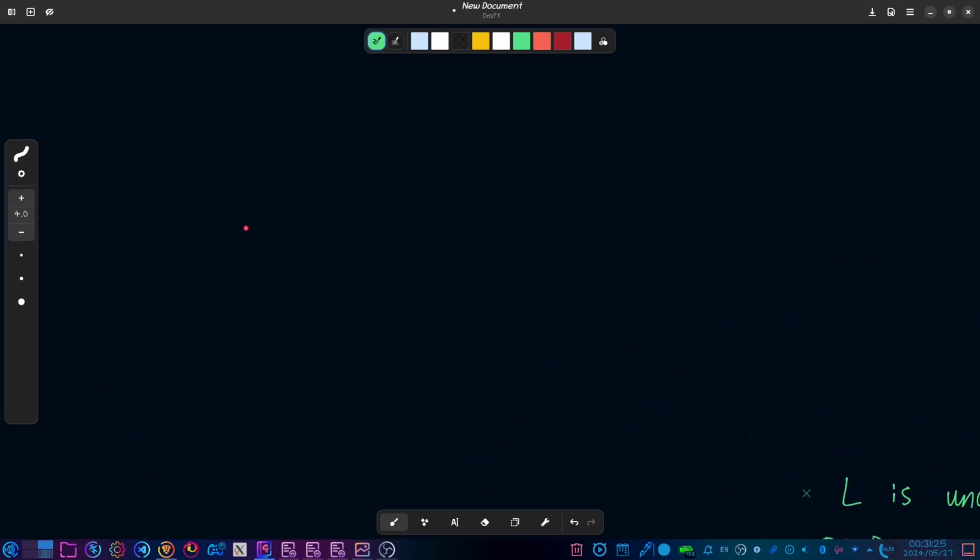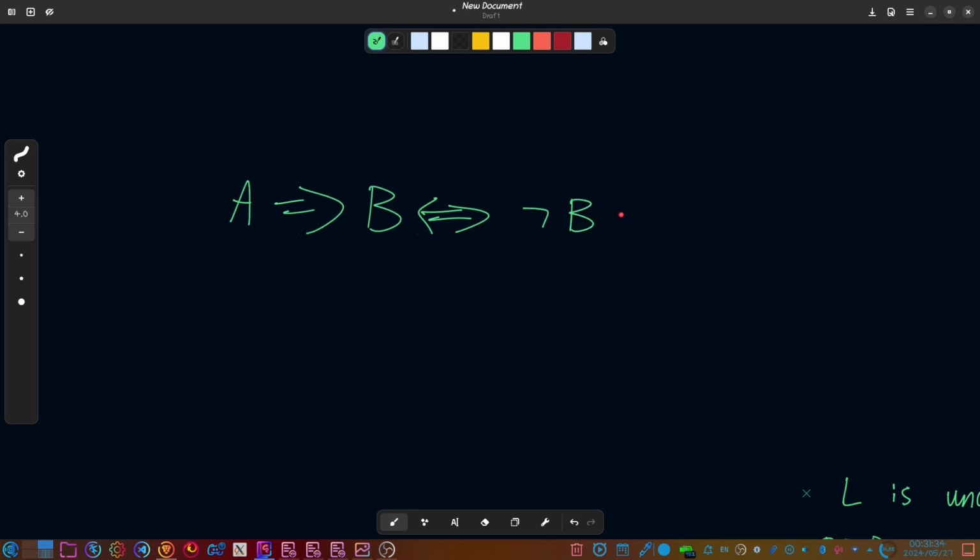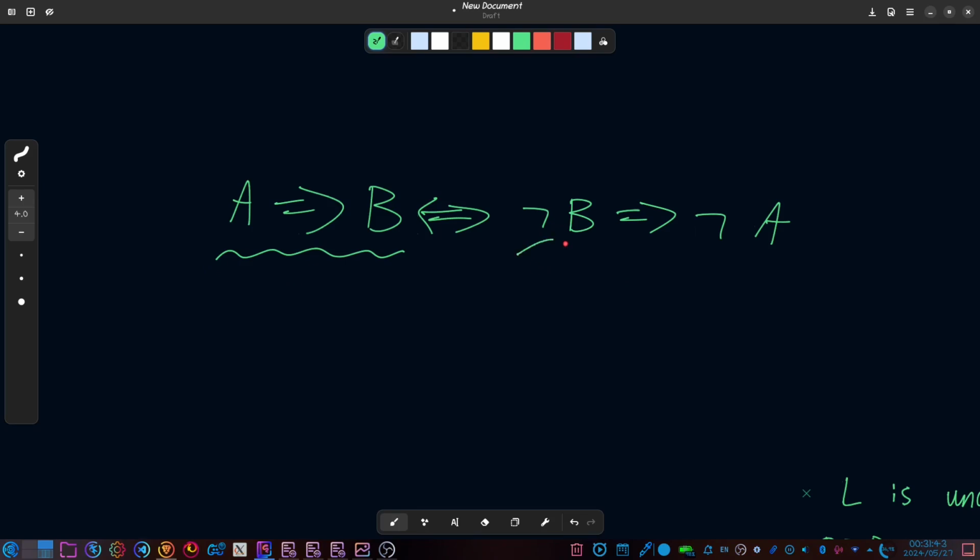In case you forgot about logic, this is a very important principle that you need to keep in mind. Saying A implies B is logically equivalent to saying not B implies not A. If you're unconvinced, draw a truth table and it'll probably help. Maybe, possibly. But why is this important? Why is this a relevant thing to do?